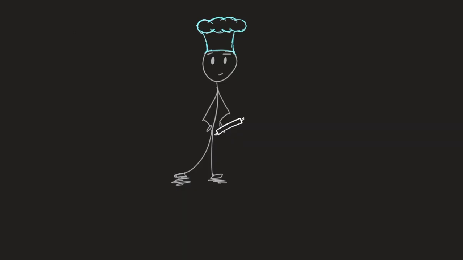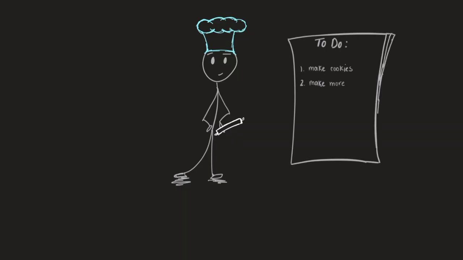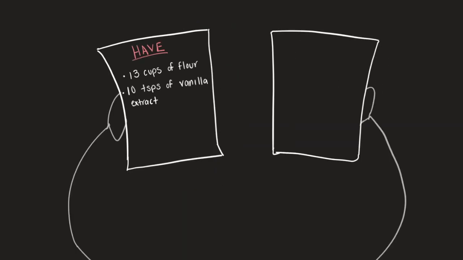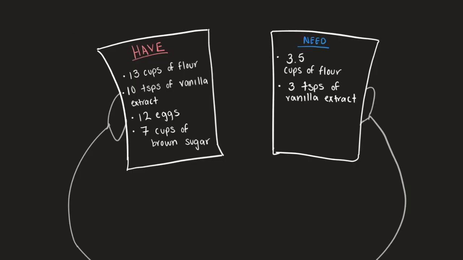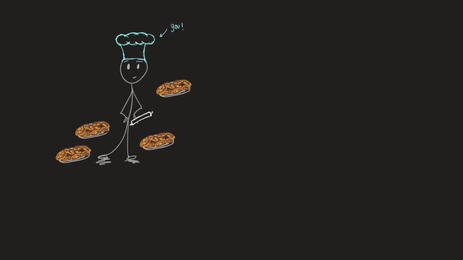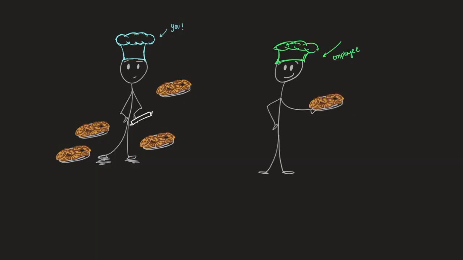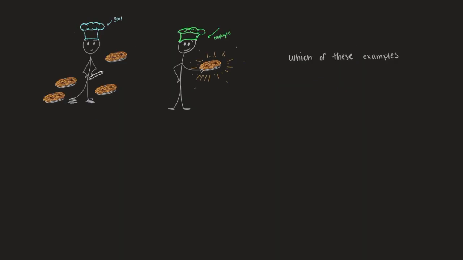You are a baker, and today you have your routine amount of cookies to make for the day. You have 13 cups of flour, 10 teaspoons of vanilla extract, 12 eggs, and 7 cups of brown sugar. Per batch of cookies, you only need 3.5 cups of flour, 3 teaspoons of vanilla extract, 1.5 cups of brown sugar, and 3 eggs. You are making multiple batches of cookies at a time using the ingredients you have, and your employee is only making 1 batch of cookies to try out a new recipe. Which of these examples is like a chemical reaction with a limiting reagent?